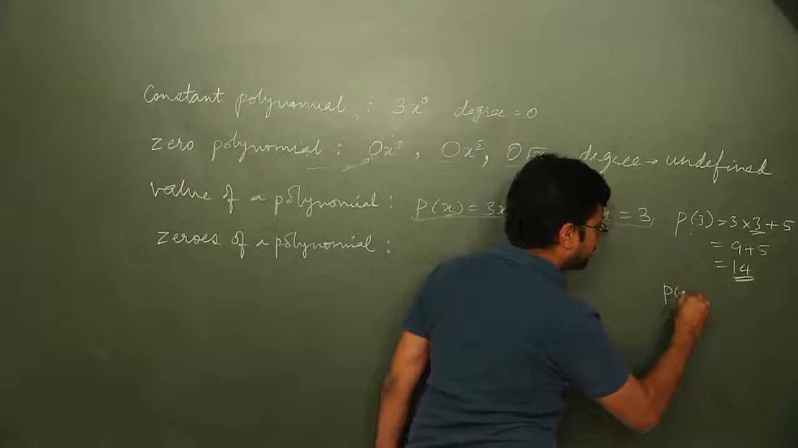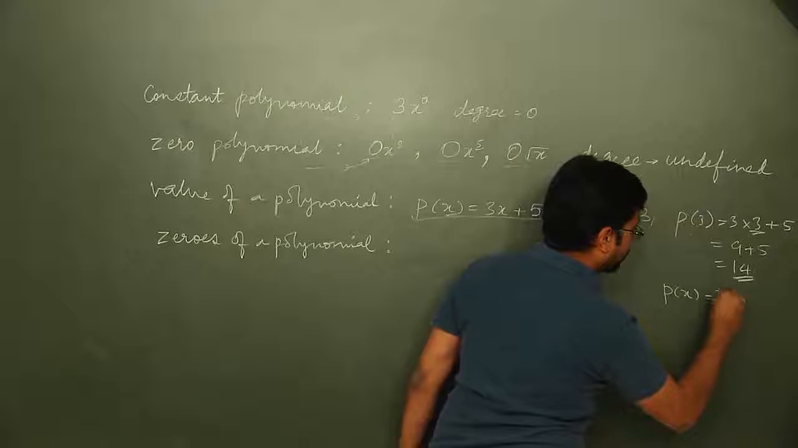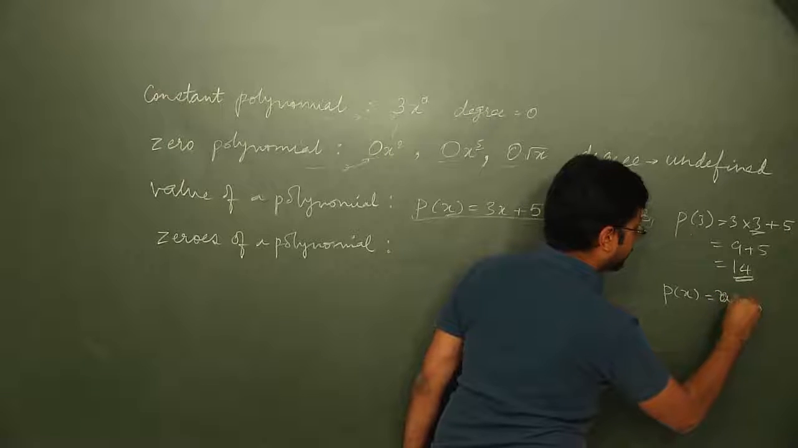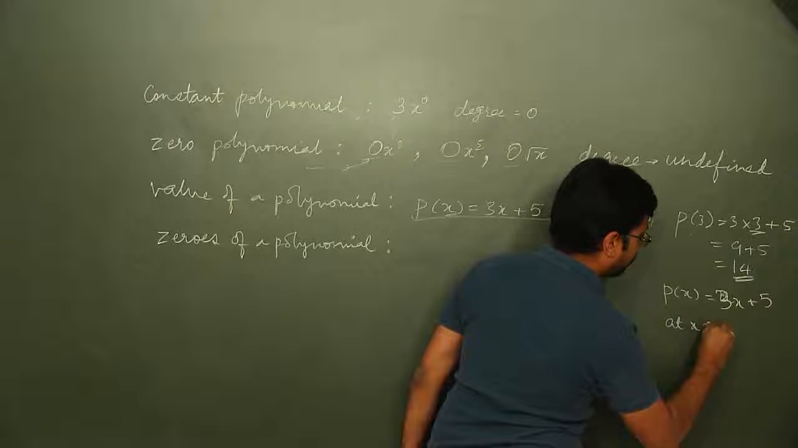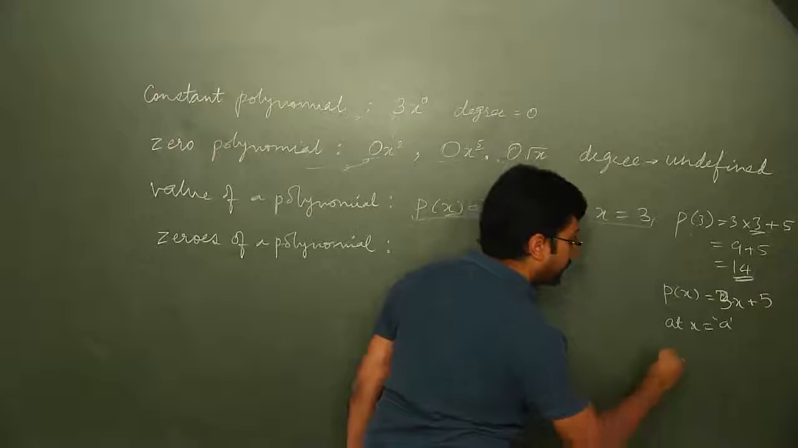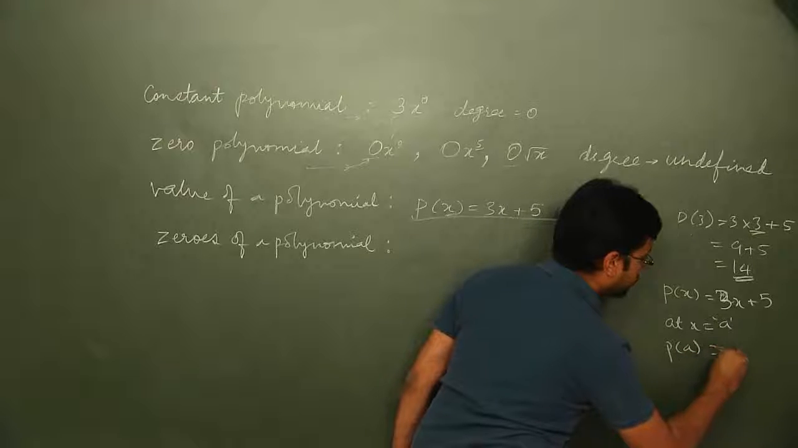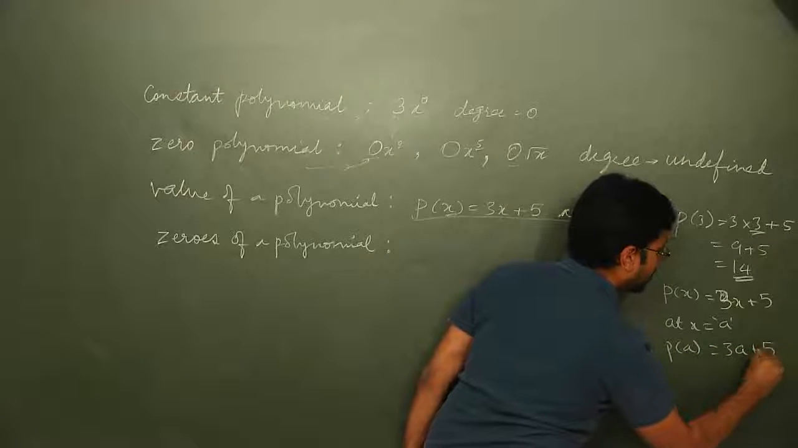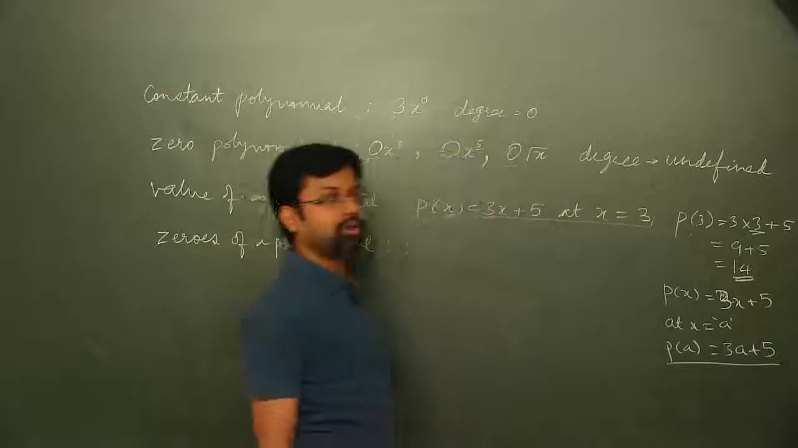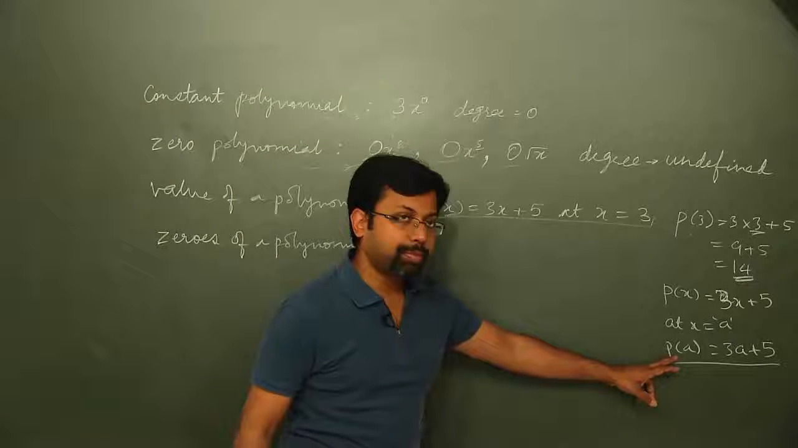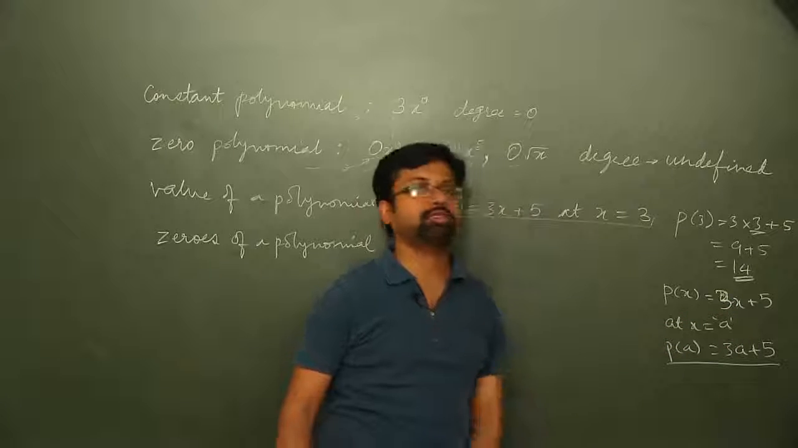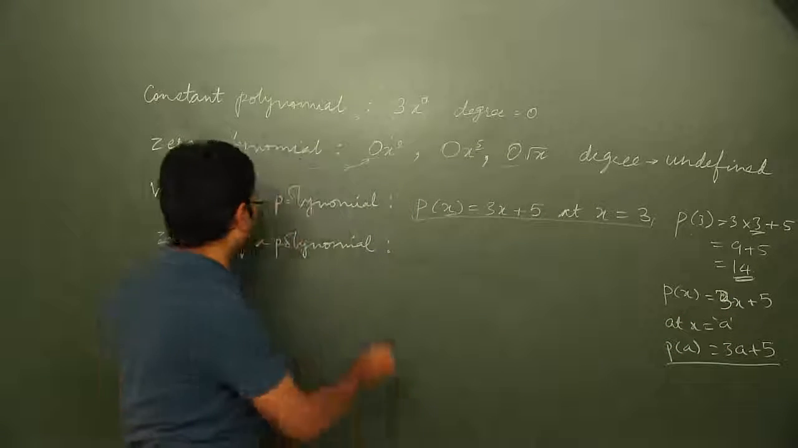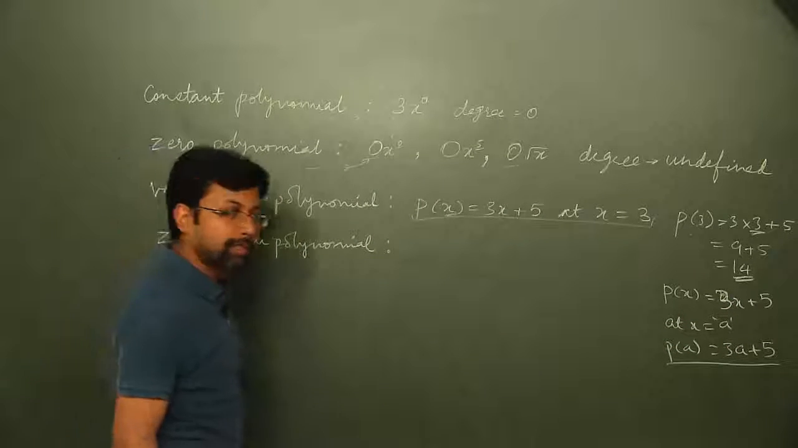So p(x), it could be anything. For example, here at x equal to a, where a is a constant number, p(a) equals 3a plus 5. The value of polynomial p(x) at x equal to a is 3a plus 5 if the given polynomial is 3x plus 5. So this is what the value of a polynomial is.